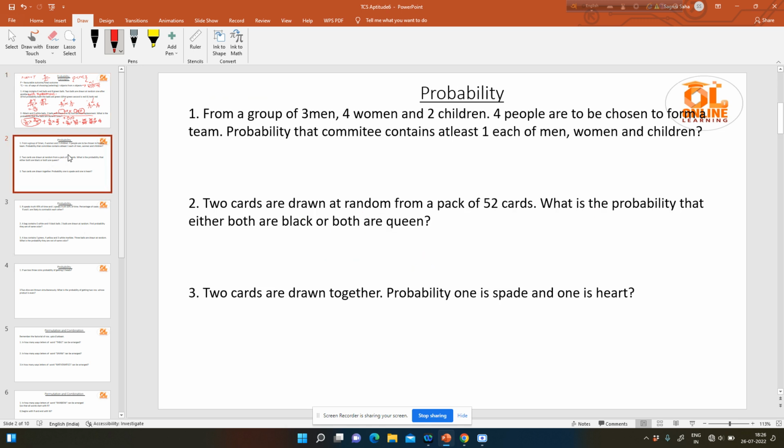Now let us move to the next question. From a group of three men, four women and two children, four people are to be chosen to form a team.